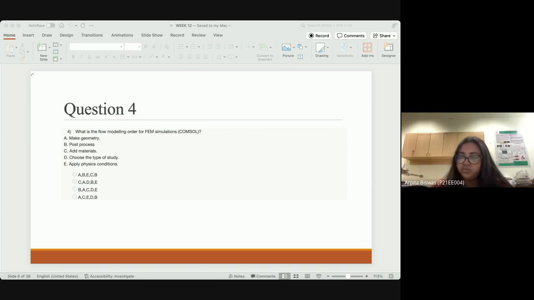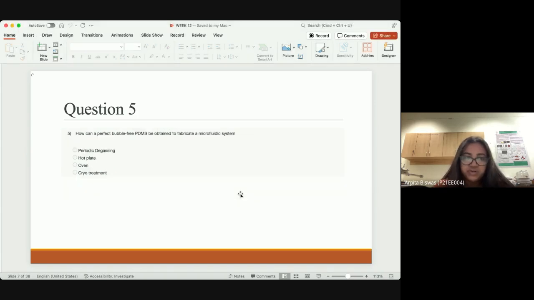So question number 4, the right option is option D, ACEDB. It means first make the geometry, second add the material, third apply the physics condition, then choose the type of study, then B, the post process. So the right option is option D. So next, moving to question number 5.